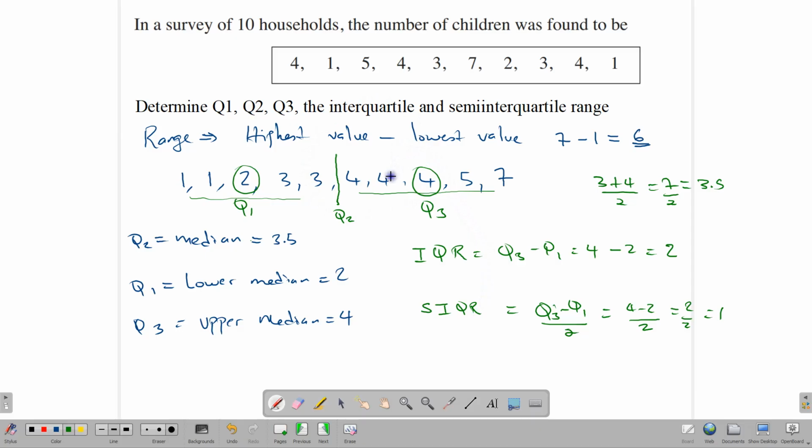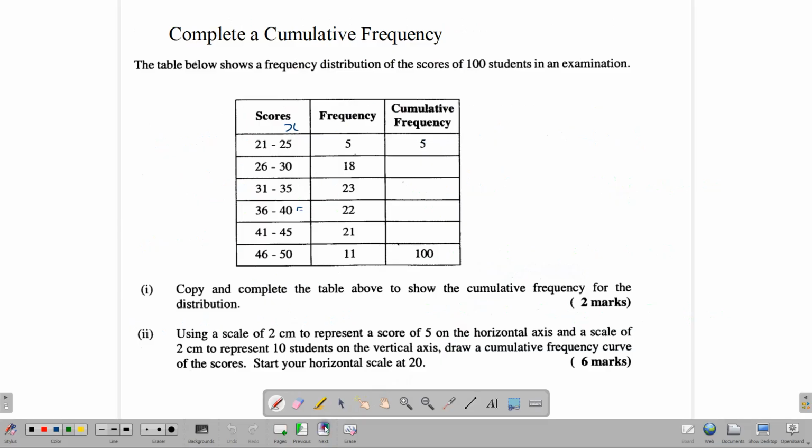When it comes to a group distribution, we cannot find these numbers as easily as we can with raw data. So we need another technique to find them. That is, how does the bottom half of the data behave? How does the top half of the data behave? What is the range? What are the interquartile and semi-interquartile scores?